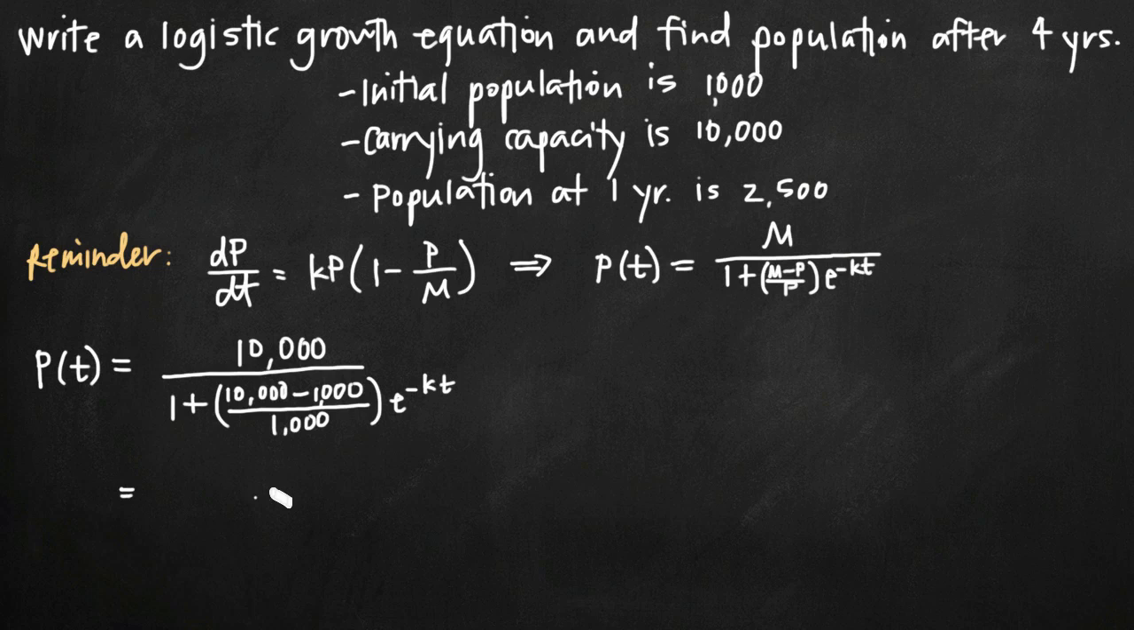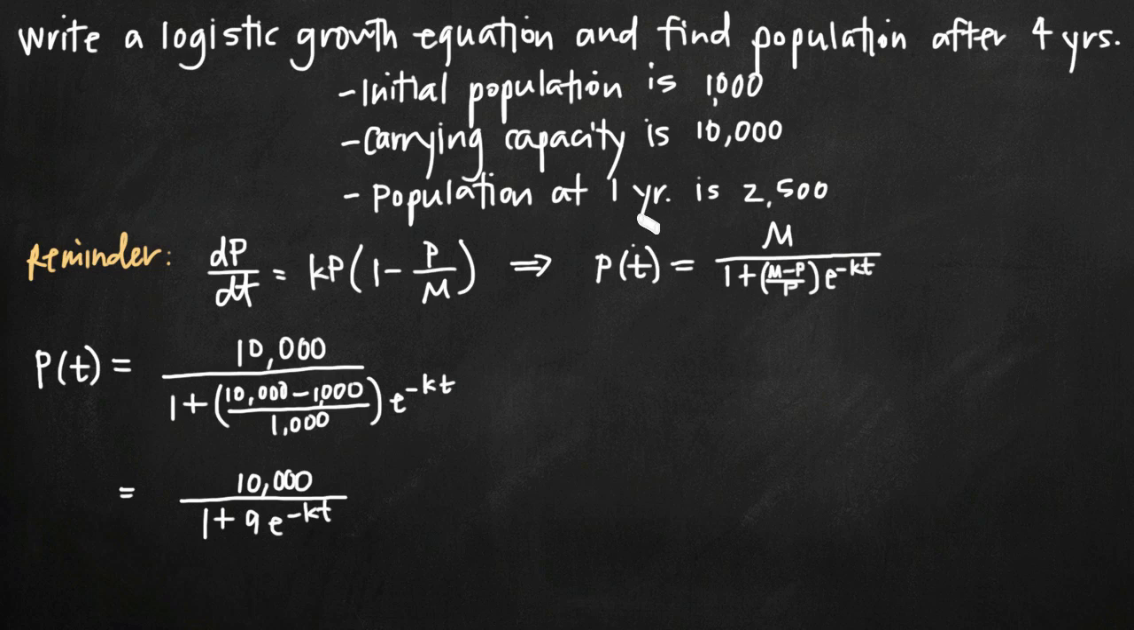Now if we simplify this, we get 10,000 in our numerator still, and then in our denominator we get 1 plus 10,000 minus 1,000, which is 9,000. 9,000 divided by 1,000 is just 9, so we get 1 plus 9e to the negative kt. Now this would be our model for P of t, but we've still got two values in here that are unsolved for, k and t. T is our variable. We still need to find a value for k.